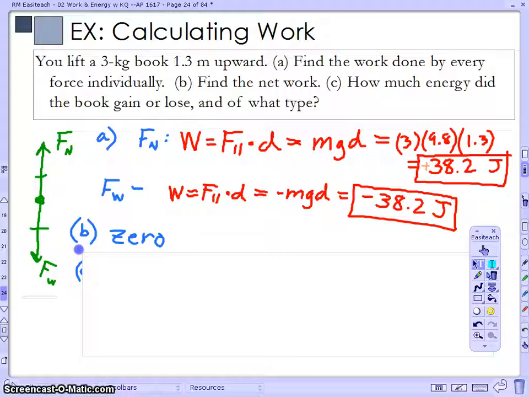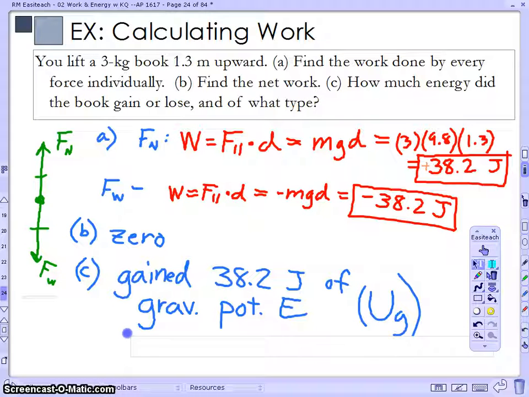The net work is zero. Net work zero doesn't mean it didn't gain any energy. It just means it didn't gain, well, I'll let you think about that. But it did gain energy. It gained 38.2 joules of gravitational potential energy.